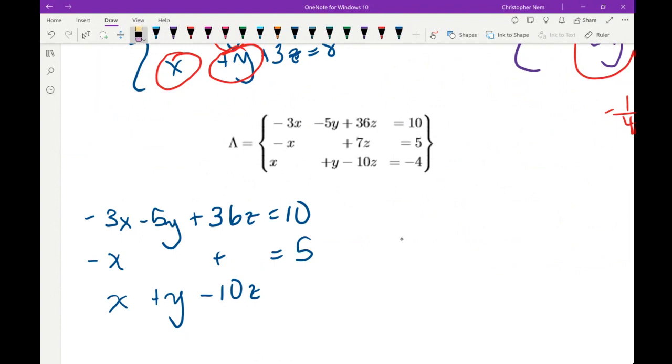Oh, the 7 and the z are going to confuse me. Let me fix that up. There we go.